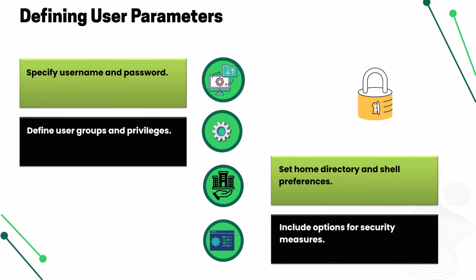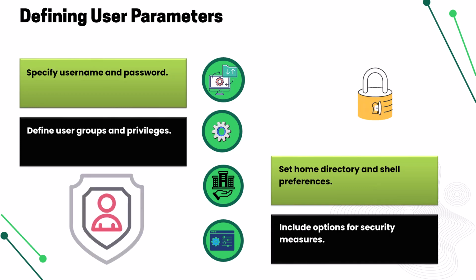User parameters are like setting preferences for your workstation. You decide the username, access level, and where files should go. With Ansible, you can do all this effortlessly in a structured YAML file, making the process reliable and repeatable.